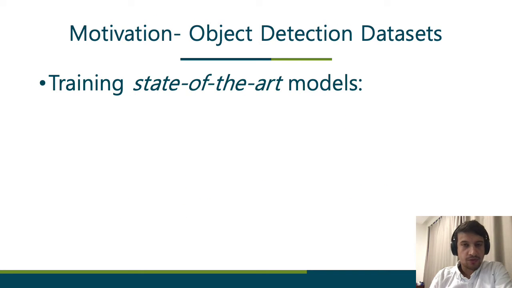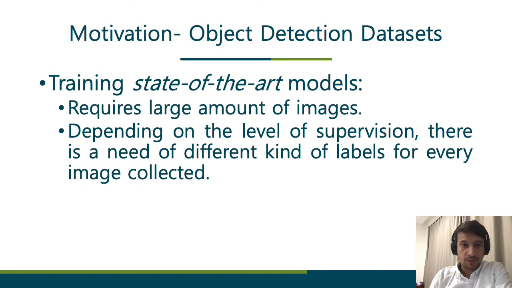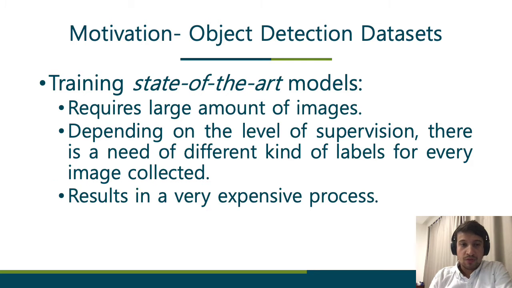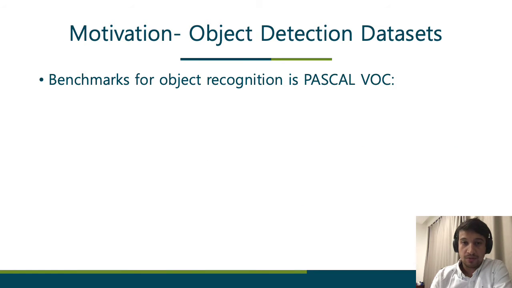Training state-of-the-art models requires large amounts of data. And depending on the level of supervision, there is the need for different kinds of labels for every image that you collect, which results in a very, very expensive process. One of the most important benchmarks in object detection is Pascal VOC.